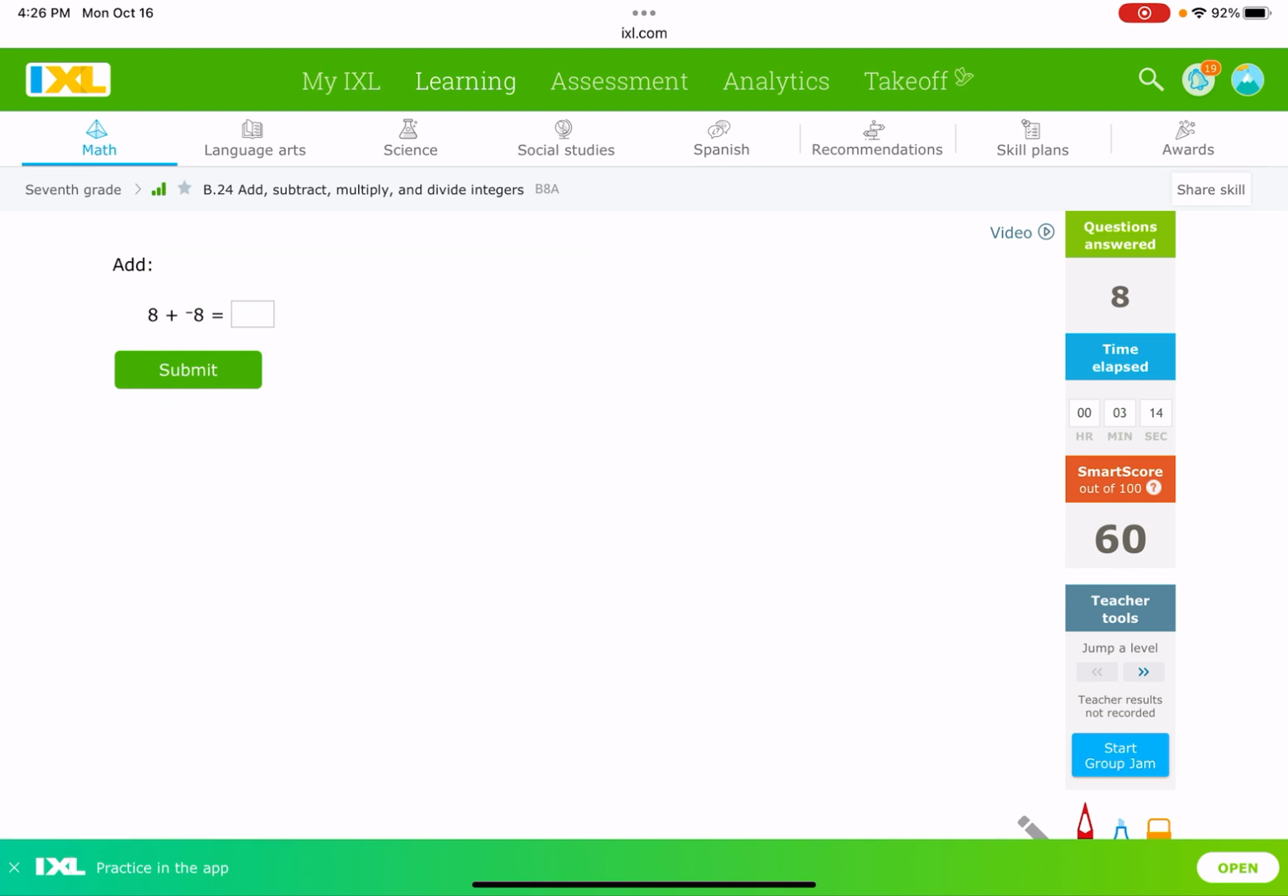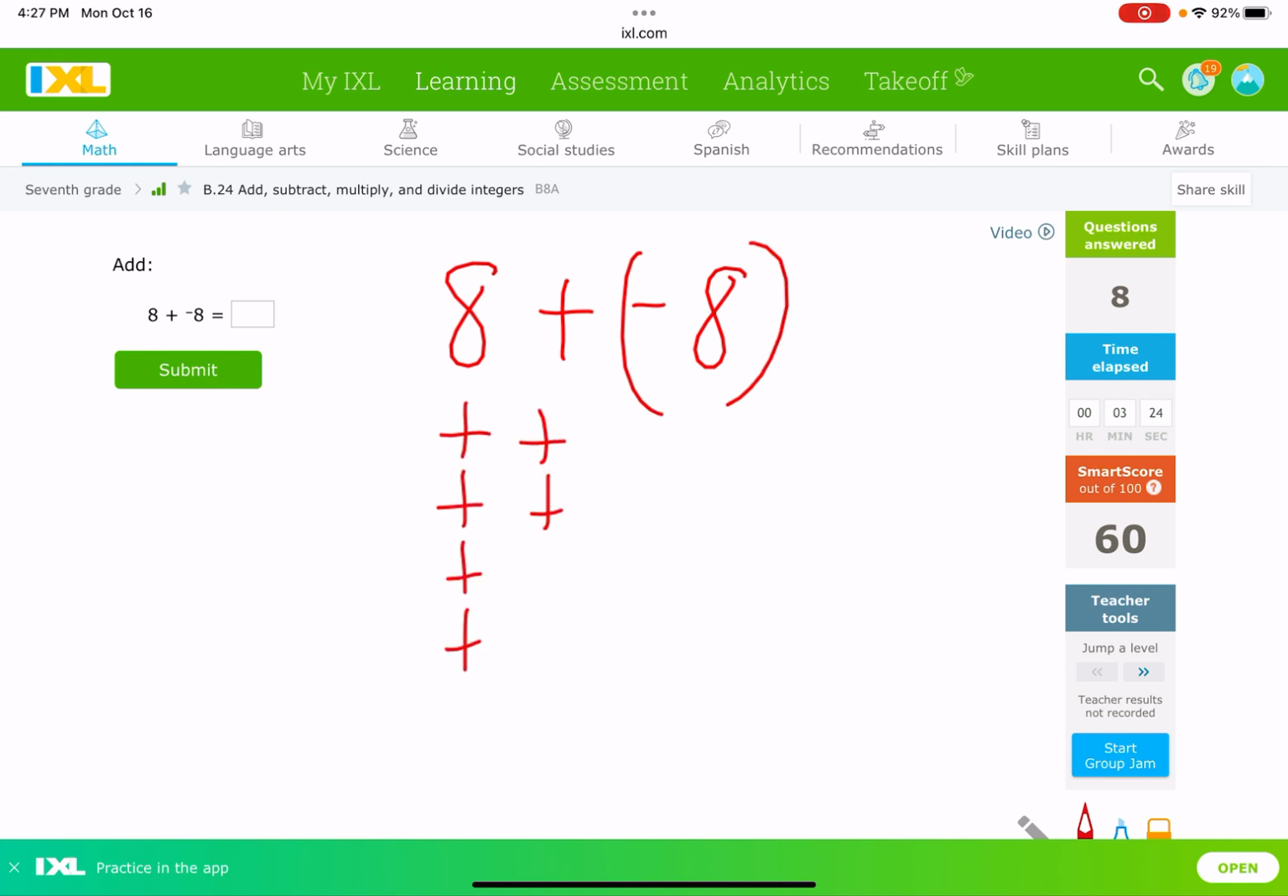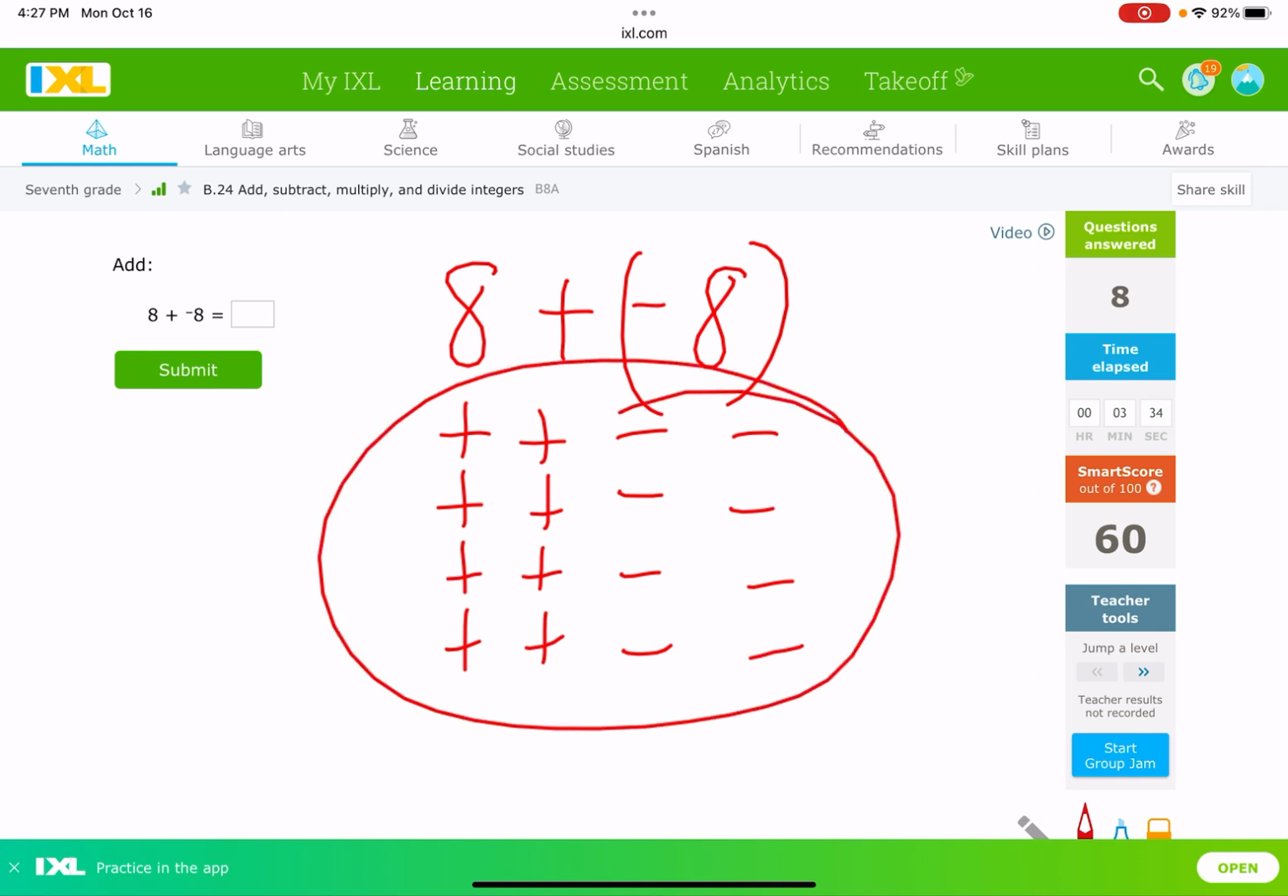Now we have this one right here where the numbers are the same. We have positive 8, and we're adding to it negative 8. So this one's kind of one of those where I have 8 positives. 1, 2, 3, 4, 5, 6, 7, 8. And I have 8 negatives. 1, 2, 3, 4, 5, 6, 7, 8. And if I made 0 pairs for every single one of them, they would all be 0 pairs. So negative 8 and positive 8 is 0.